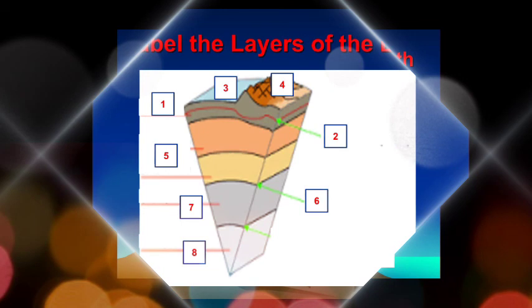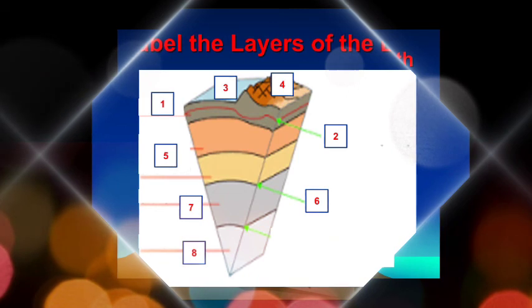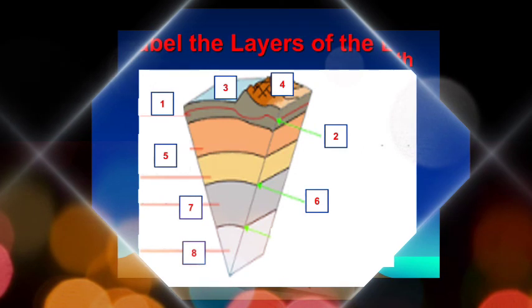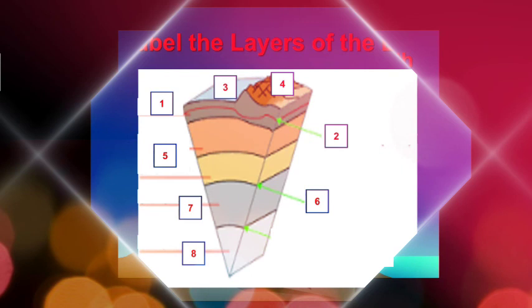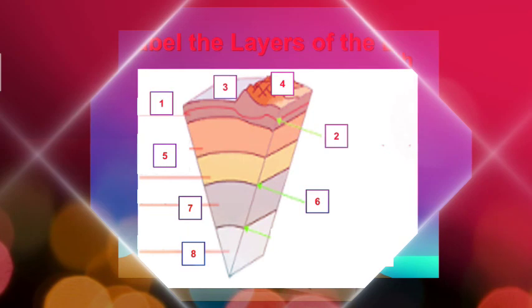Label the different layers of the Earth. Kindly get your paper. Answer number 1. Number 2. Number 3 and 4, they are the two parts. 5, 6, 7 is actually the liquid part, while number 8 is the hottest or the solid part.